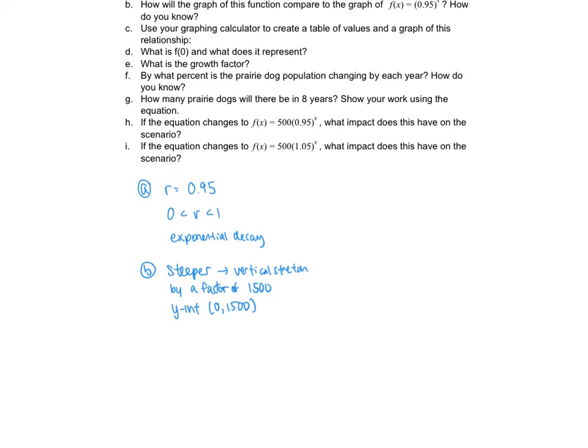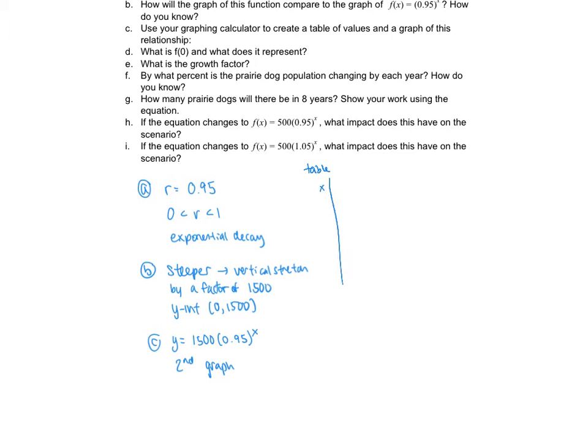C. Use your calculator to create a table of values and a graph of this relationship. Since this is the time in years, we're not going to have negative years. So we're going to look at the table starting from when x is 0. In our calculator, we're going to go to y equals, and we're going to put 1500 times 0.95 to the power of x. And then once that's in your calculator, you're going to press second graph to get to the table.